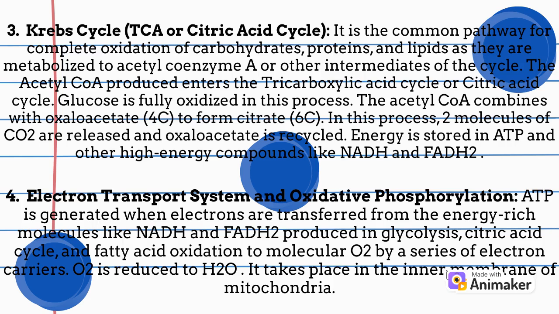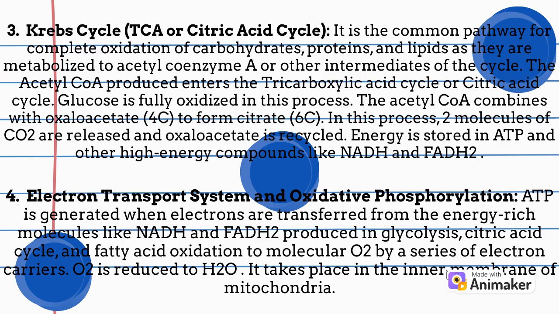The acetyl-CoA combines with oxaloacetate, 4C, to form citrate, 6C. In this process, two molecules of CO2 are released and oxaloacetate is recycled. Energy is stored in ATP and other high-energy compounds like NADH and FADH2.